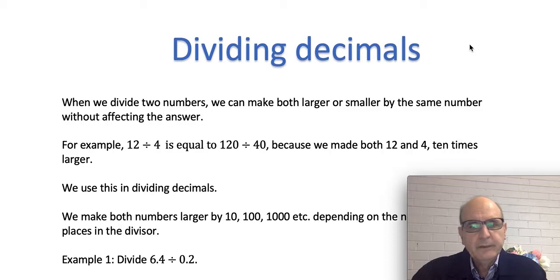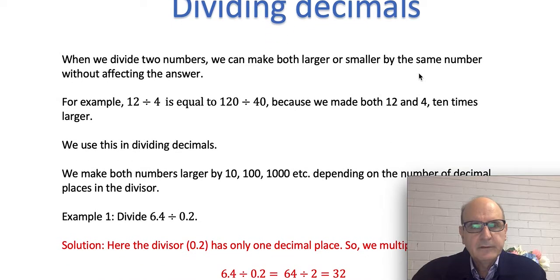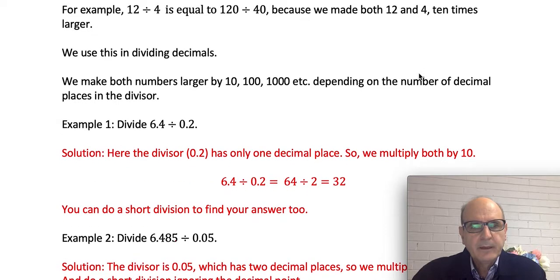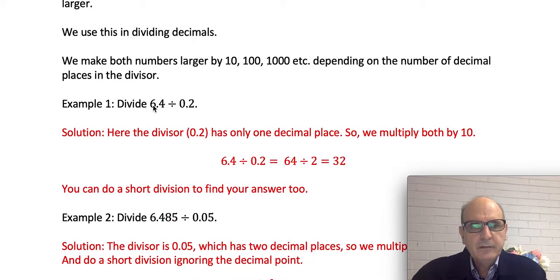The only thing is, when dividing decimals, we multiply them by powers of 10, like 10, 100, 1000, etc. Let's look at a couple of examples and that will fall into place. Example 1: divide 6.4 by 0.2. We need to divide these numbers.